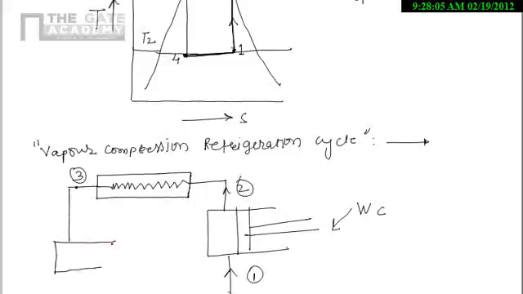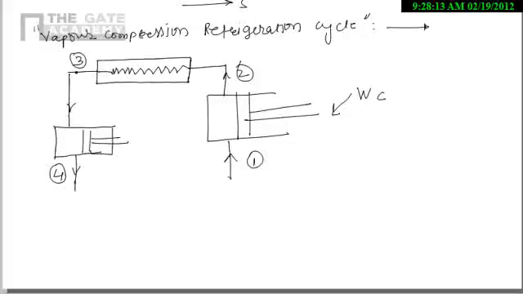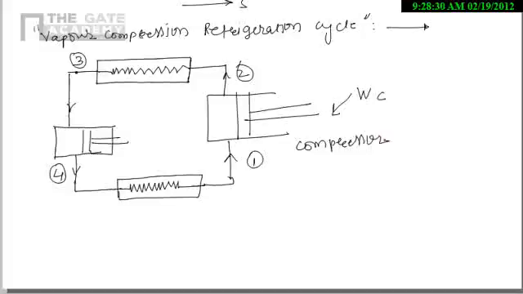Expansion valve here, and it will leave at state 4 from the expansion valve and enter into the evaporator, and from the evaporator it will leave at state 1 and again enter into the compressor. So this one is the compressor, this one is the condenser, this one is the expansion valve, or we can say that it's a throttle.